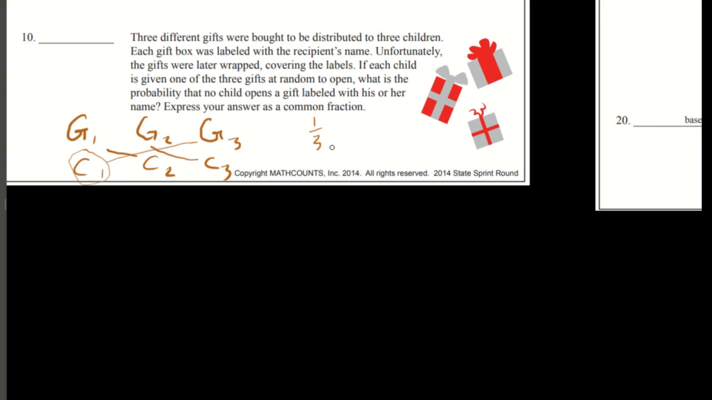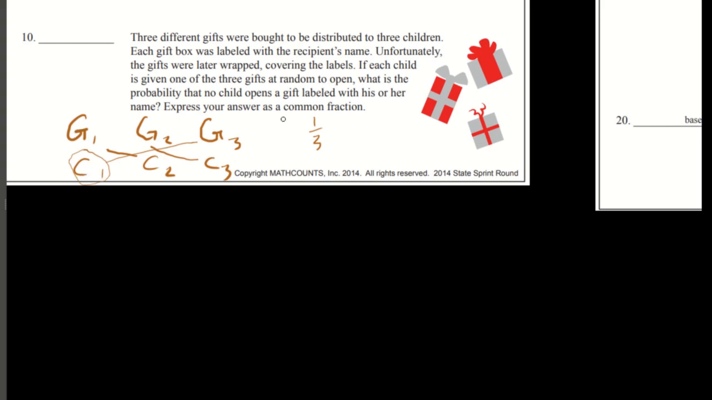Okay, so he has a 1/3 chance of getting his, but the question is the probability that no child opens a gift labeled with his or her name. So then child 2 comes along, and let's say child 1 took child 2's gift. He has a 0% chance to get his gift. So it depends which one child 1 picks, right?